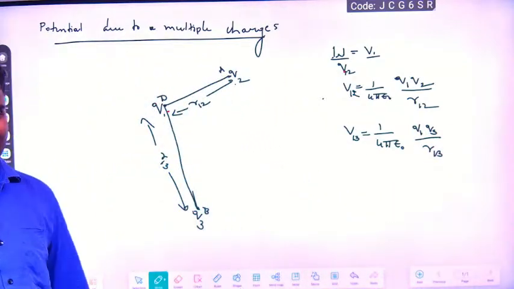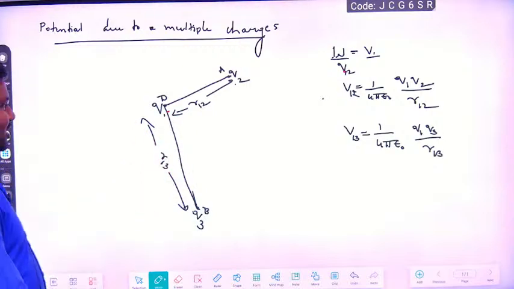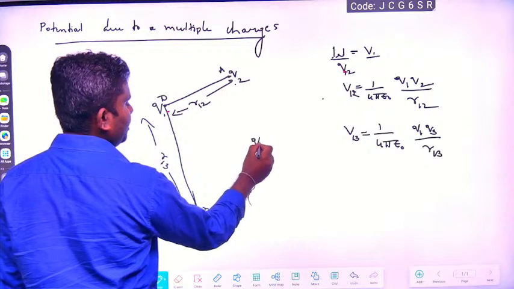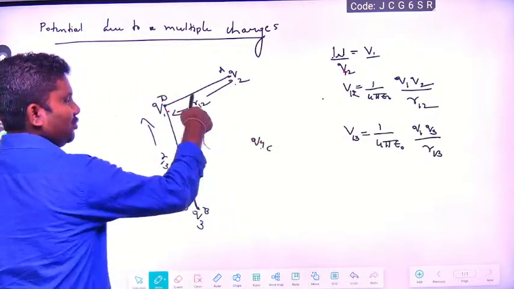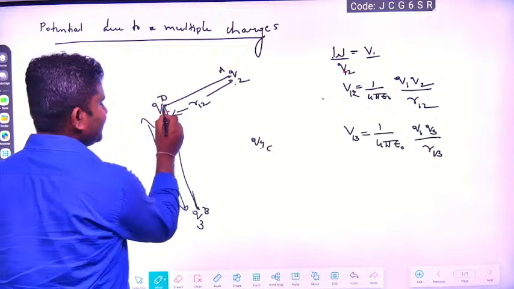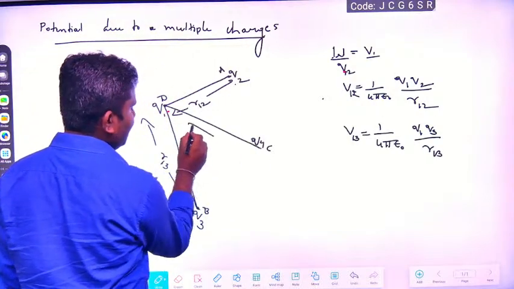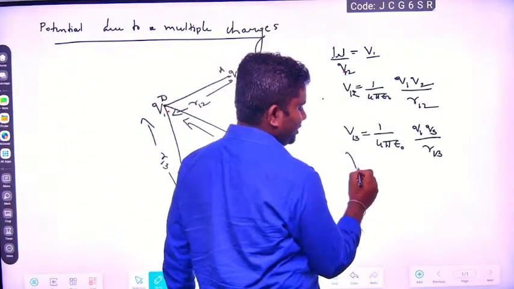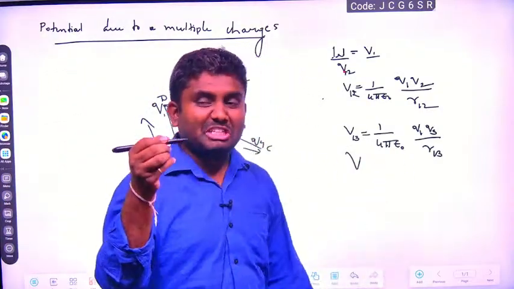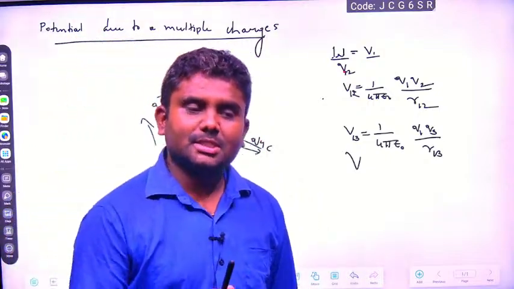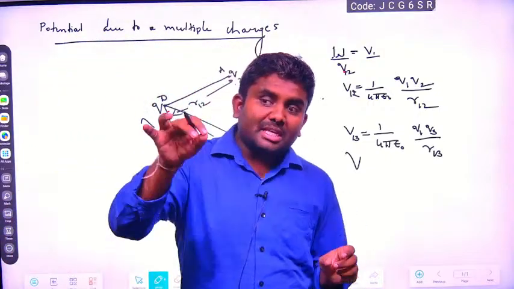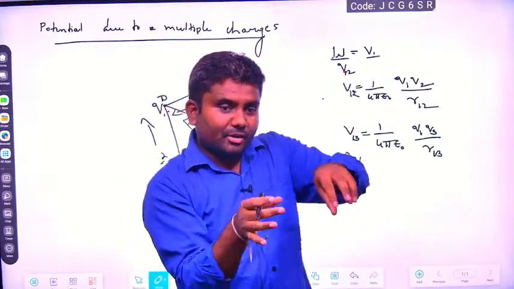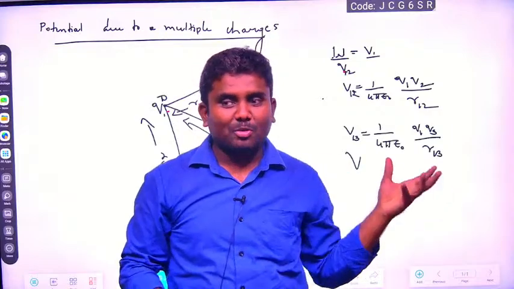Correct? Now we have discussed just two charges. Now take another charge at point C, which is Q4, at a distance R14. If you want to bring that charge also, you need to apply the potential work done. That work done is stored in the form of potential energy. Potential energy is the energy due to its position. If you bring the charge from infinity to that point, the work done is stored in the form of potential energy at that point.